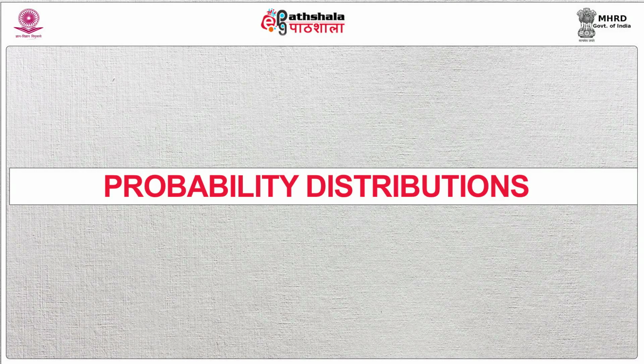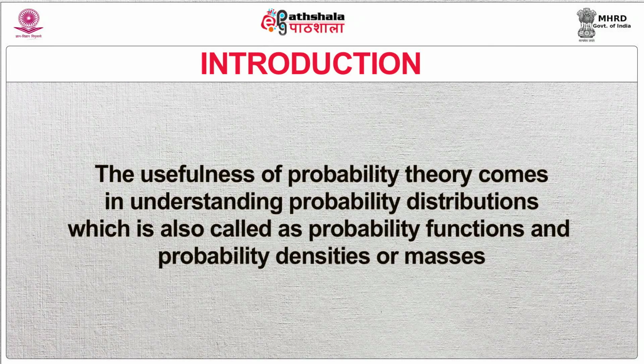Now, the probability distributions. The usefulness of probability theory comes in understanding probability distributions, which are also called probability functions, probability densities or masses. Probability distributions list or describe the probability for all possible occurrences of a random variable. After having decided the random variable and probabilities are assigned to all such values of that variable, it is then called a probability distribution. The following table illustrates the probability distribution for various demand levels for an FMCG product.